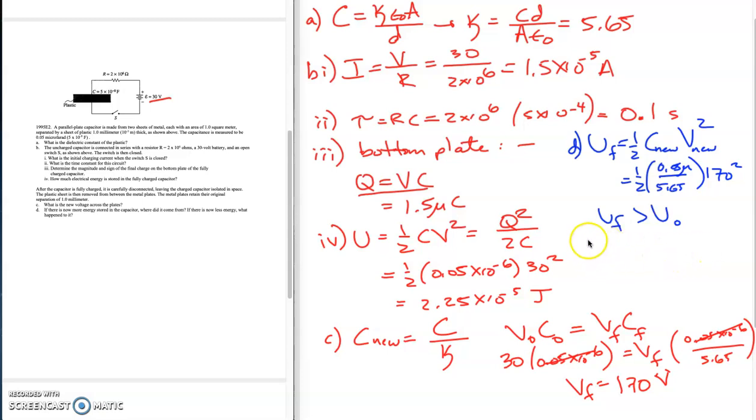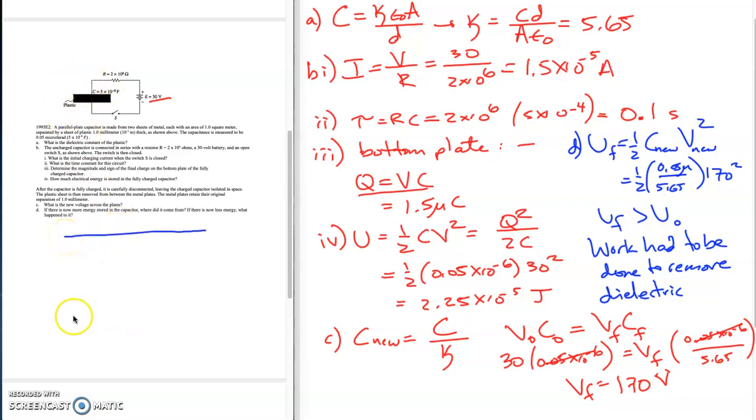Where did it come from? Work had to be done to remove the dielectric. All right, so let's come back over here and take a look at this. Let's blow it up, and I'll redraw the diagram that I drew in the notes with dielectrics.